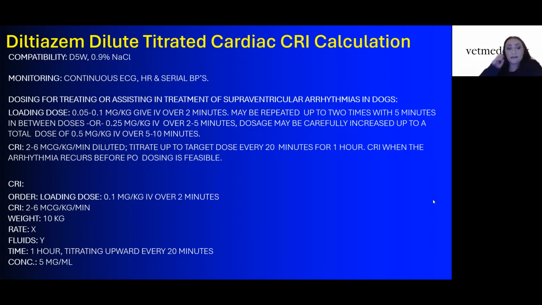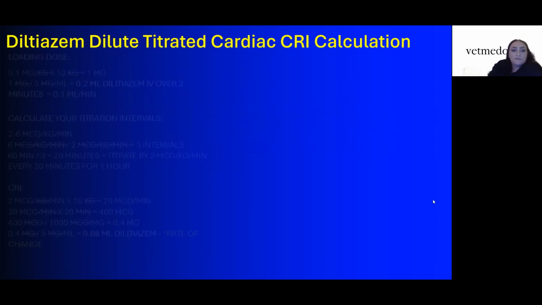So for the CRI, our order for the loading dose and CRI are here. So 0.1 mg per kg IV over 2 minutes with a 2 to 6 mic per kg per minute CRI and a 10 kg dog. We don't know the rate of fluids yet. 1 hour titrating upward every 20 minutes, and concentration of diltiazem is 5 mg per mil.